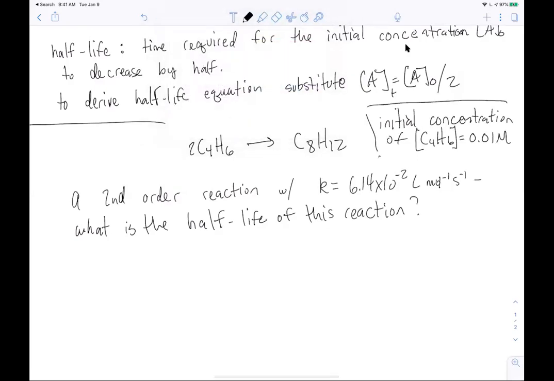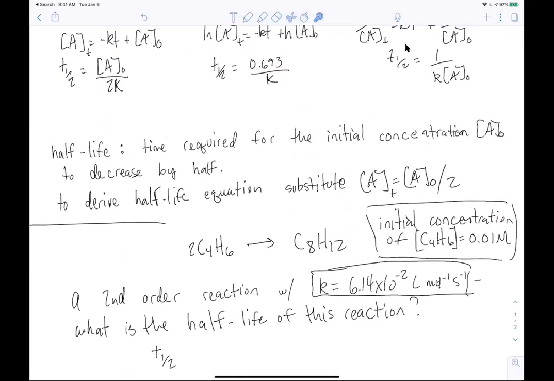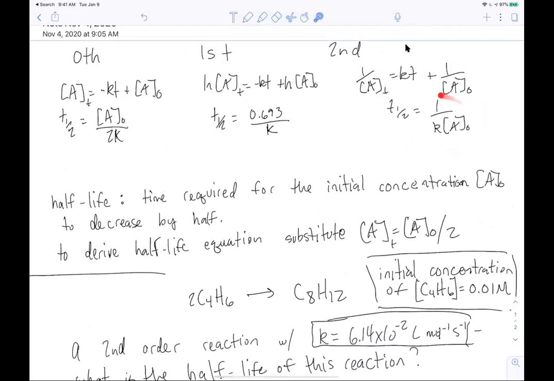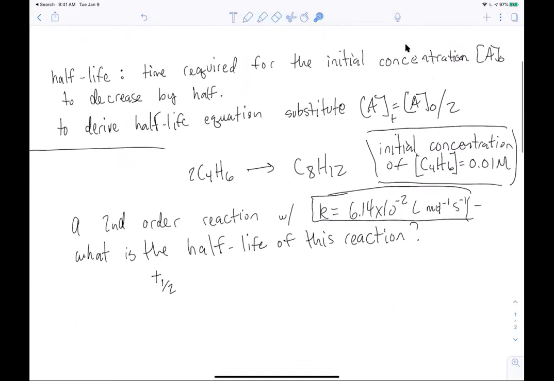So we've got an initial concentration of C4H6 of 0.01 molar, and we know what K is. And we want to know what the half-life is. And so the half-life is just expressed in terms of time. So all we have to do is look at the appropriate equation, since we know it's second order, and we want to calculate what T1 half is. And so we know that T1 half is equal to 1 over K times A sub O.